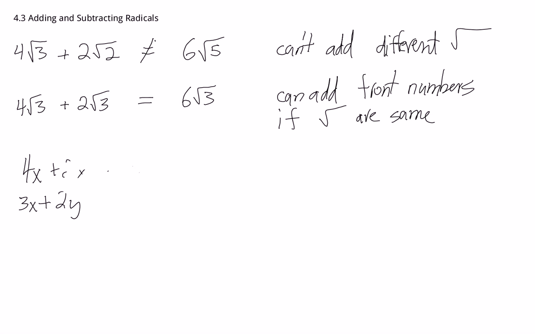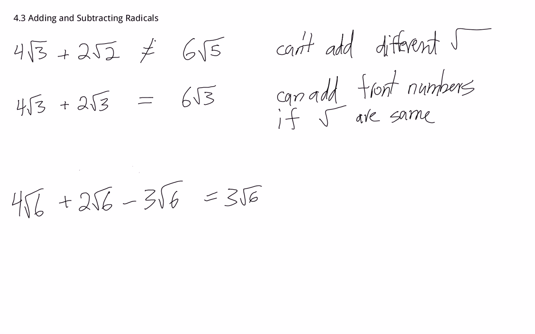The process is basically that simple. As long as you have roots that are the same number under the root, and they'd have to be the same index on the root, so you can't add a square root with a cube root. As long as they're exactly the same, then you can simply add or subtract the front numbers. So let's do a simple example. If I gave you 4 root 6 plus 2 root 6 minus 3 root 6. It doesn't matter whether we're adding or subtracting, we just add or subtract the front numbers. So 4 plus 2 is 6, minus 3 would be 3. So our final answer is 3 root 6.